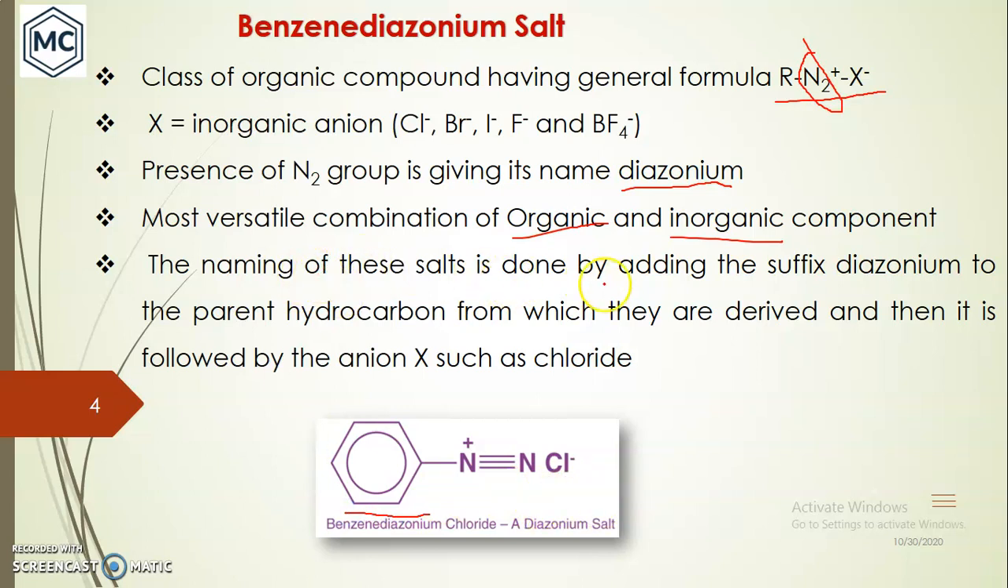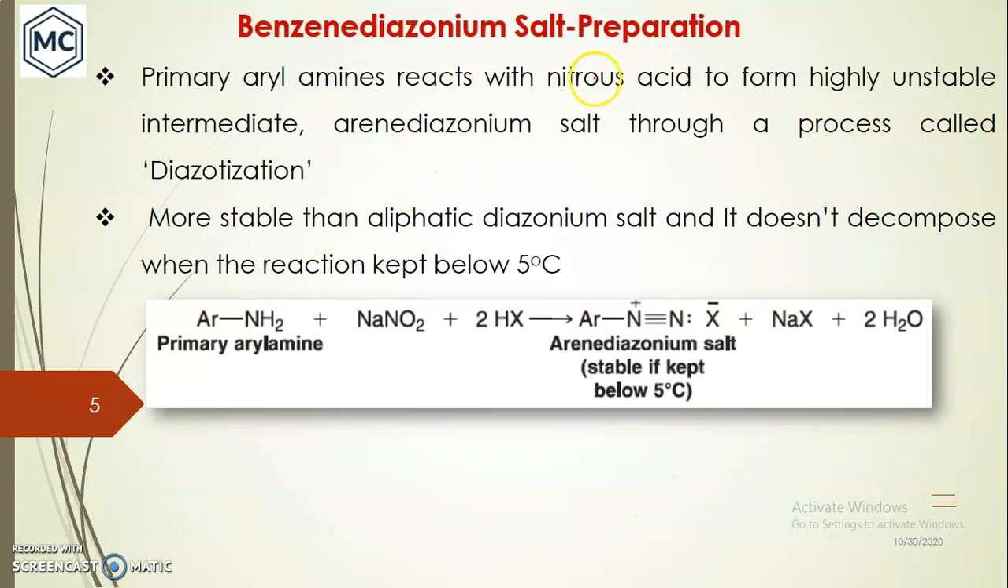The naming of this salt is done by adding the suffix diazonium to the parent hydrocarbon from which it is derived, followed by the anion. So in this particular case, the parent hydrocarbon is benzene, then diazonium, and the anion is chloride. This is the structure of benzenediazonium chloride.